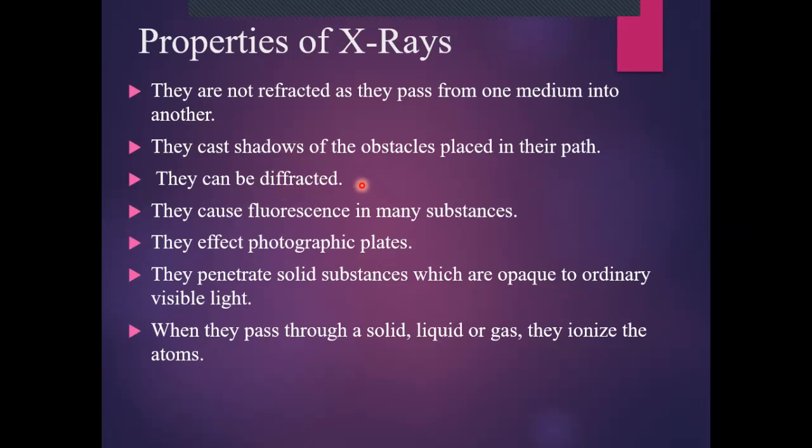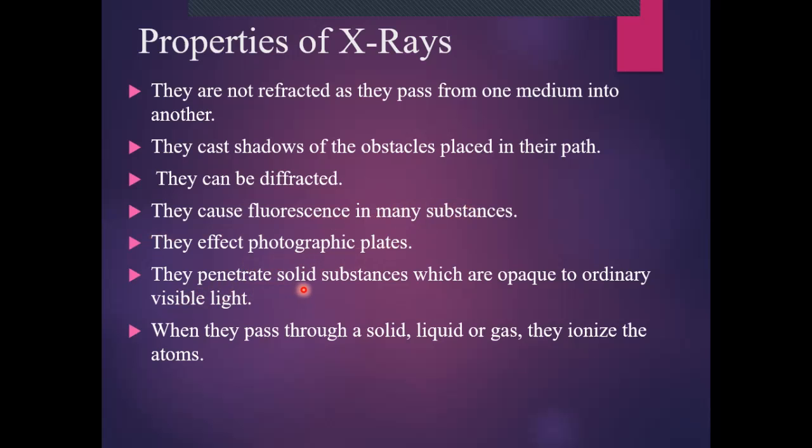They can be diffracted. Diffraction is the phenomenon in which light spreads out across corners or sharp edges. They can produce fluorescence in many substances. Fluorescence is the phenomenon in which the material absorbs high energy and then re-emits this energy in the form of low energy photons. They can also produce effects on photographic plates. They produce black spots on the photographic plates.